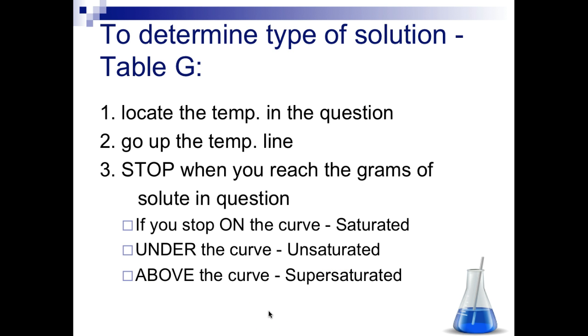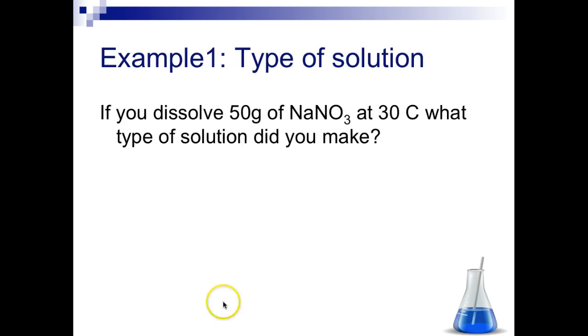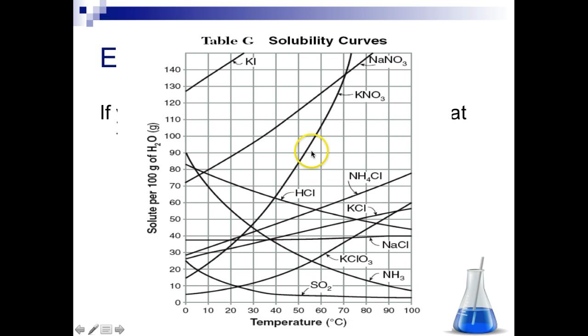So let's look at some examples. Example 1: what type of solution is this? If you dissolve 50 grams of NaNO3 at 30 degrees Celsius, what type of solution did you make? The first thing we have to do when we look at table G is identify NaNO3. NaNO3 is this line right here.